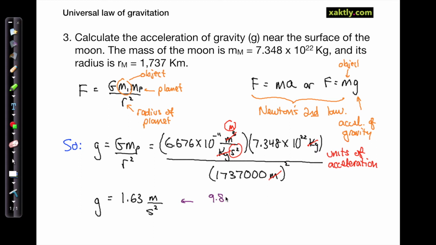Now, if we compare that to the acceleration of gravity on Earth, 9.81 meters per second squared, just divide that in, we get approximately, it goes in about 6 times. So indeed, the acceleration of gravity near the surface of the moon is about 1/6 of that on Earth. So on the moon, you would feel like you weigh about 1/6 of what you do on Earth.